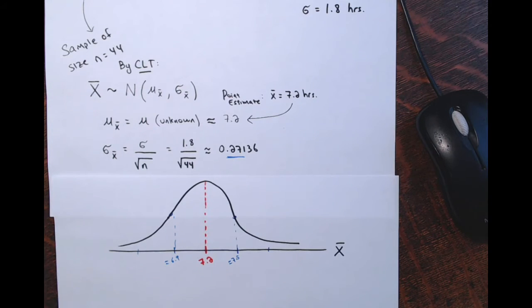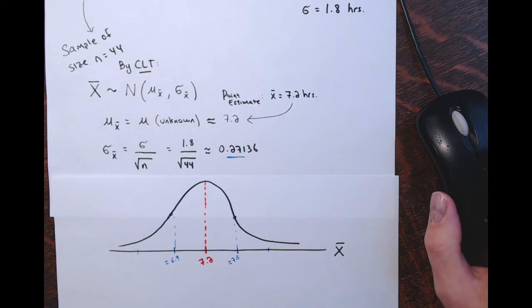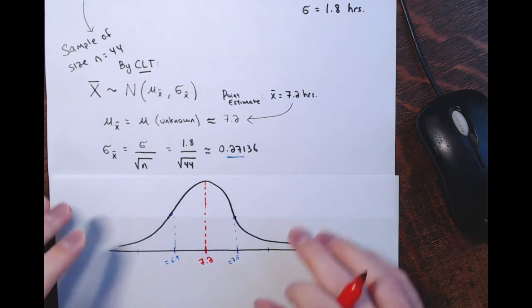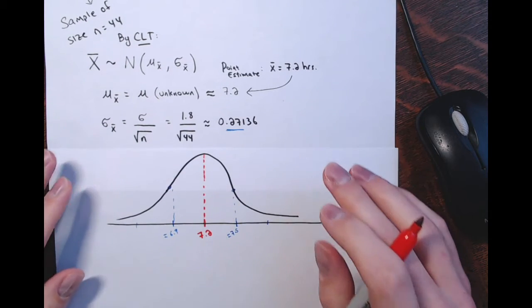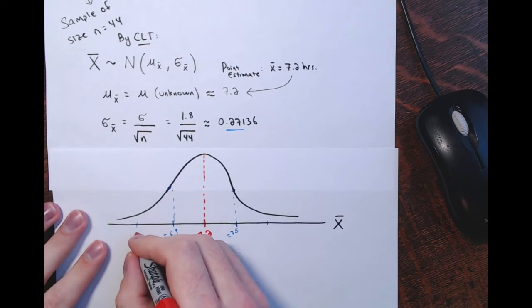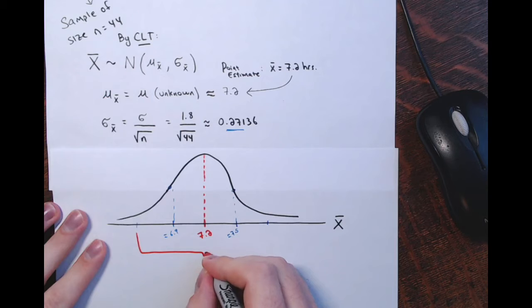Now we're asked to create a 95% confidence interval. Now remember, 95% confidence, remember that empirical rule.